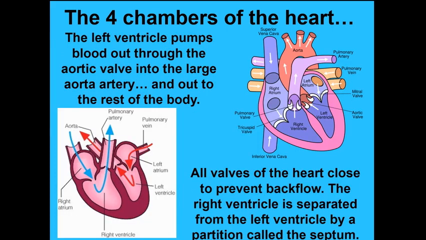The left ventricle pumps blood out through the aortic valve into the large aorta artery and out to the rest of the body. All valves of the heart close to prevent backflow. The right ventricle is separated from the left ventricle by a partition called the septum. So we talked about this earlier as well.